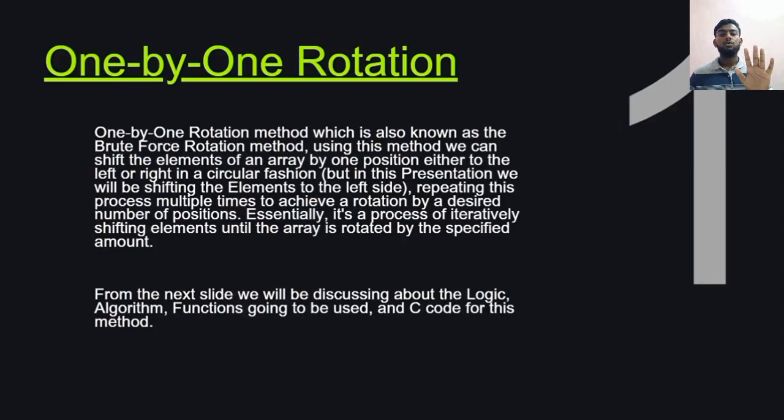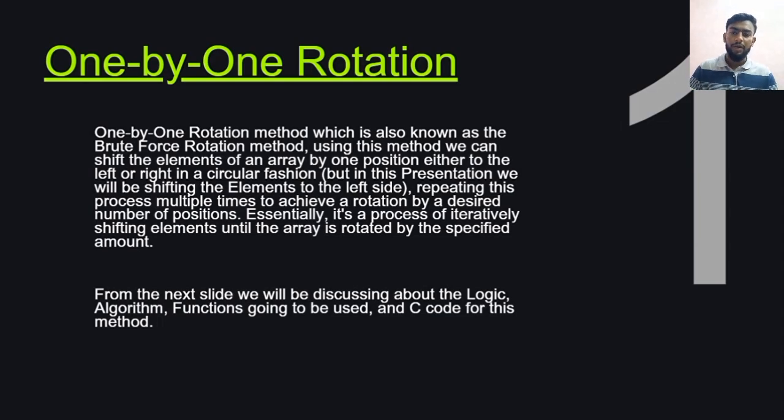Okay, so 1x1 rotation means I will be picking this element and moving it to the last index number, which is 4. The fourth one will go to the third, the third will go to the second, the second one will go to the first, and the first will go to the index position. Okay, this is how the 1x1 rotation will perform.